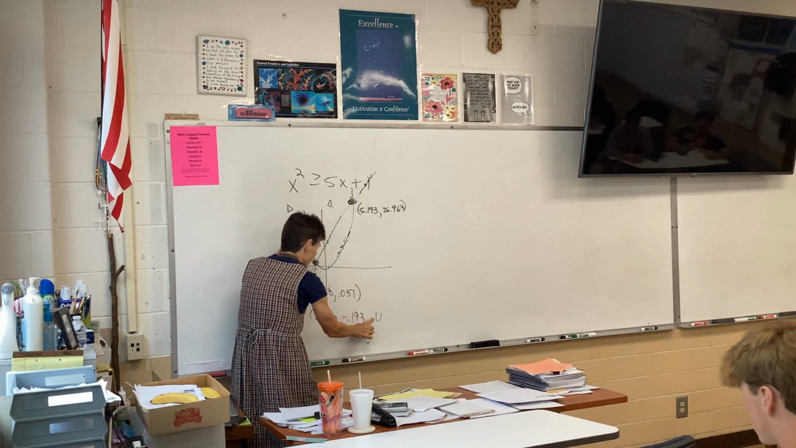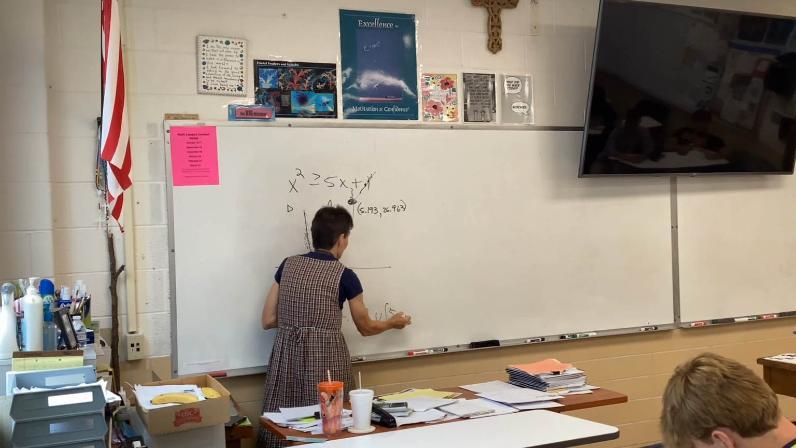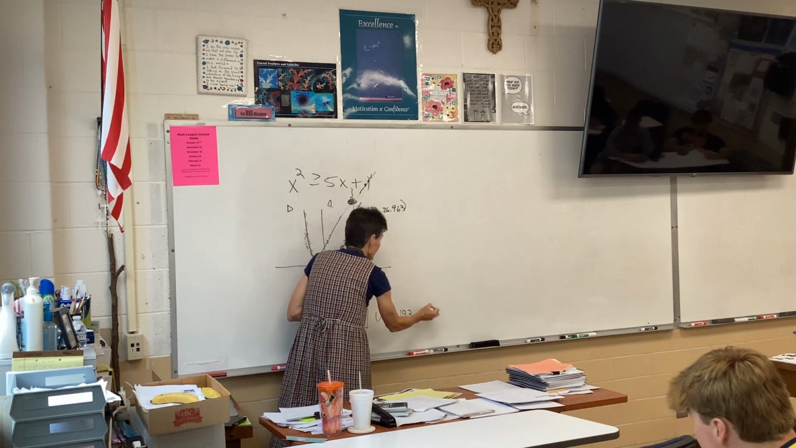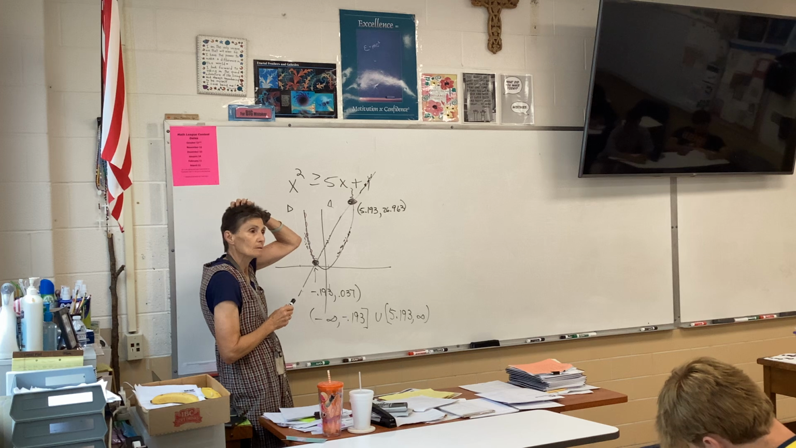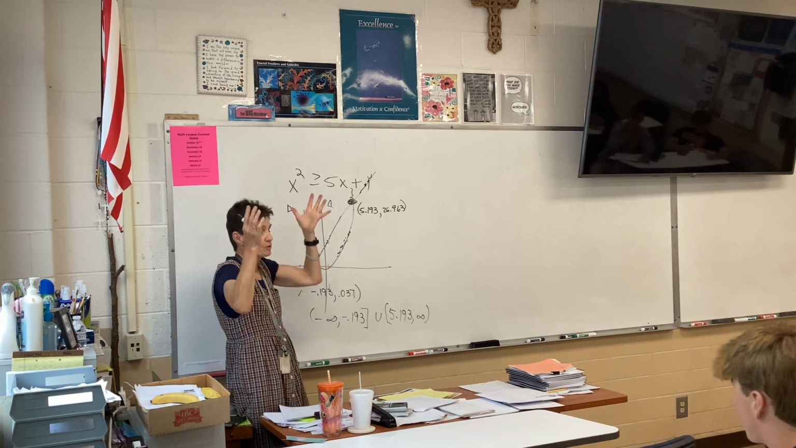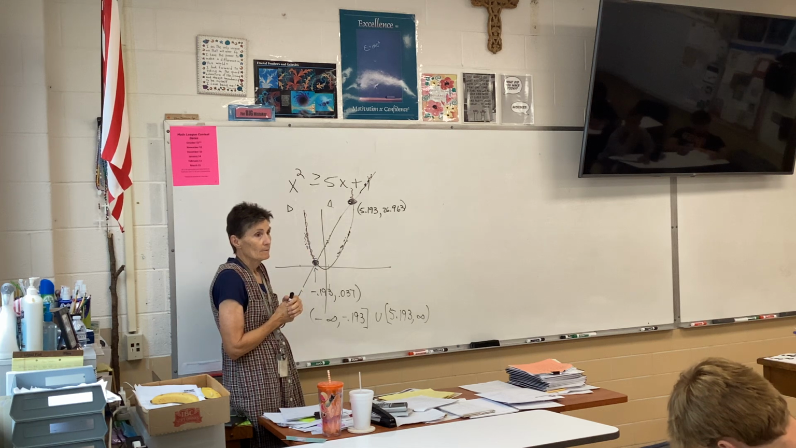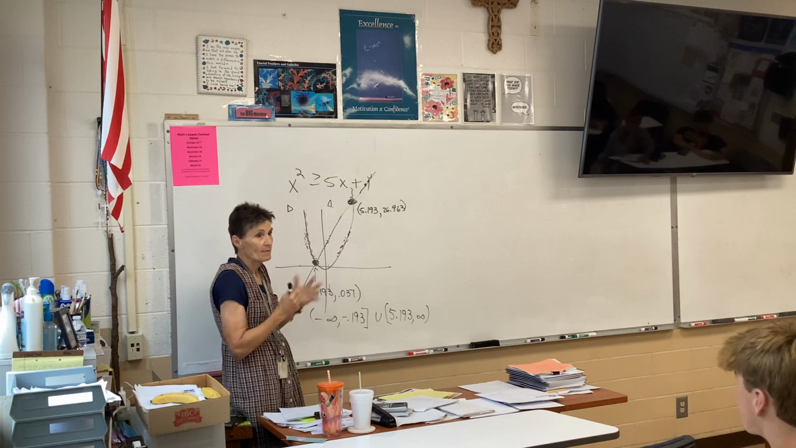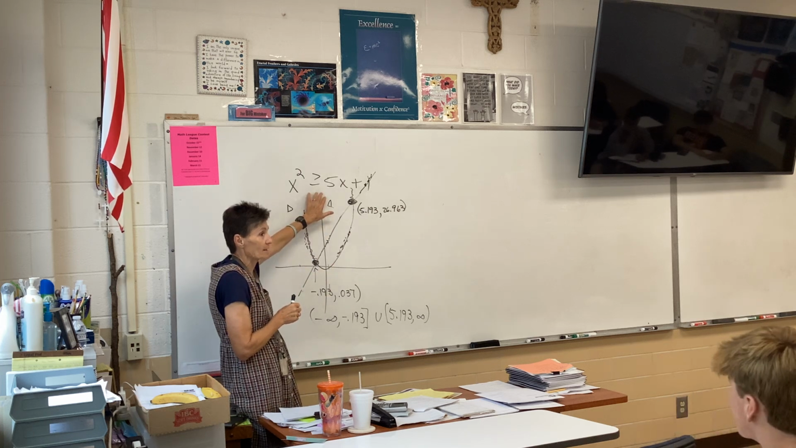Oops. Or 5.193 to infinity. Because when you graphed, you needed your first curve to be above your second. And that's where it happens. Remember, we're looking at x values, boys and girls. The equation is x.